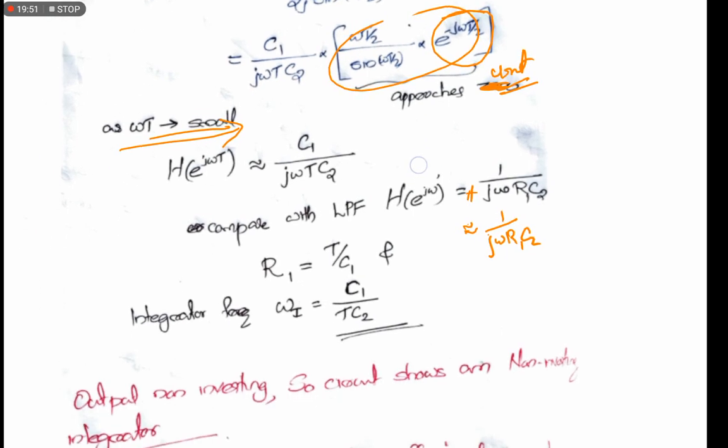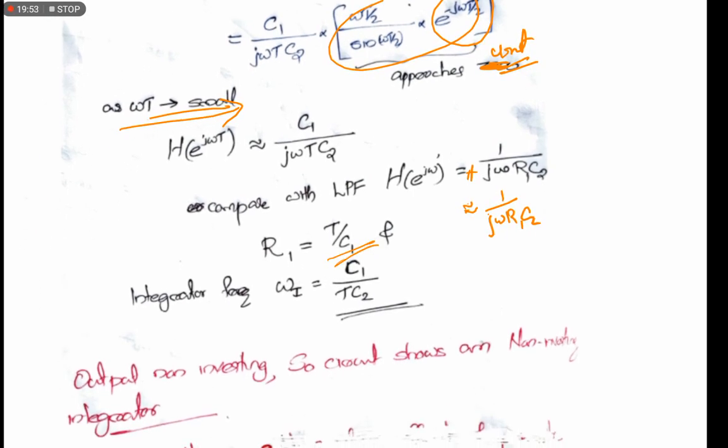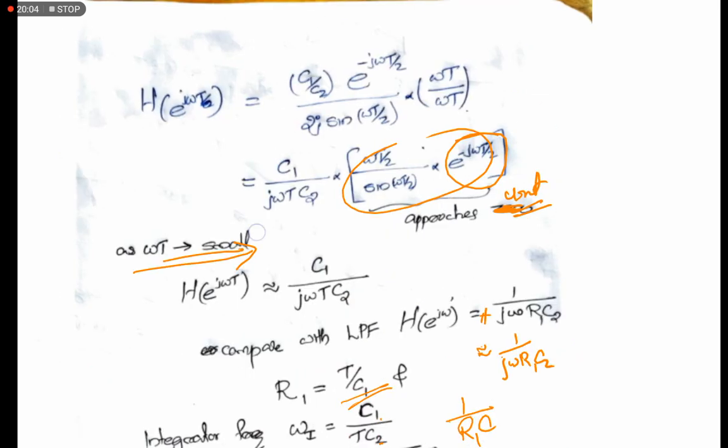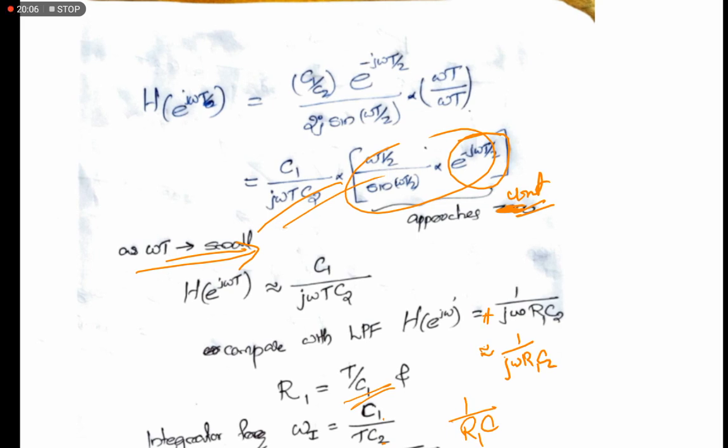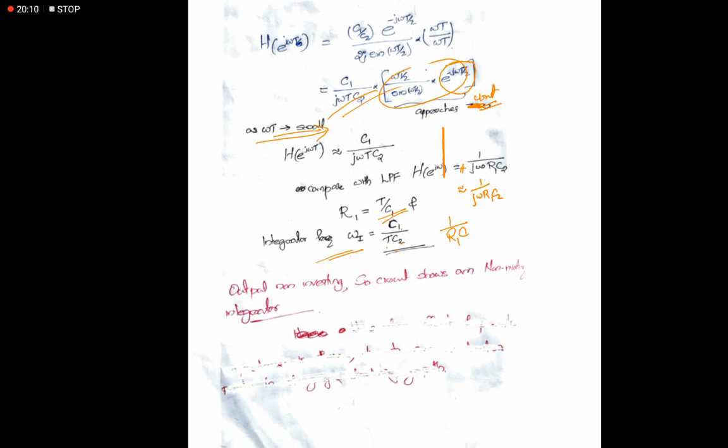From that you will get R1 equal to T by C1, and the integrator frequency omega equal to 1 by R1 C2, which is equal to C1 by T C2. Actually this one is not required, as they derived it in the textbook, I just explained. That's all.